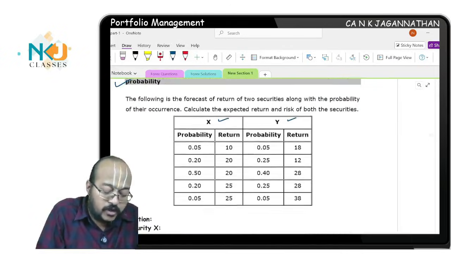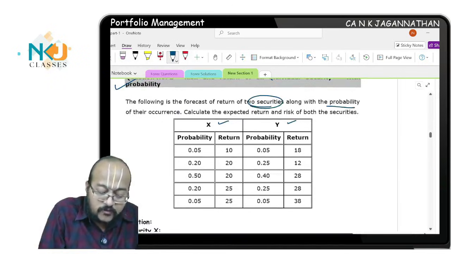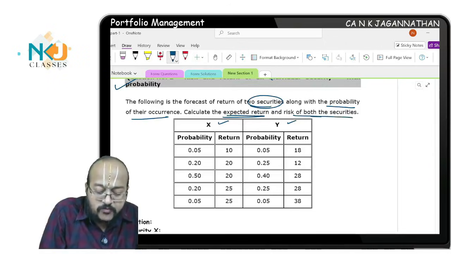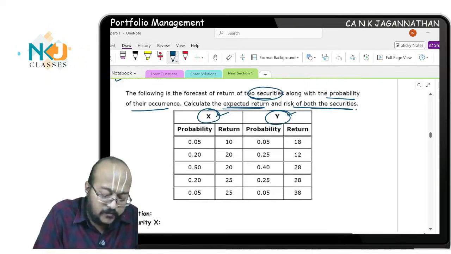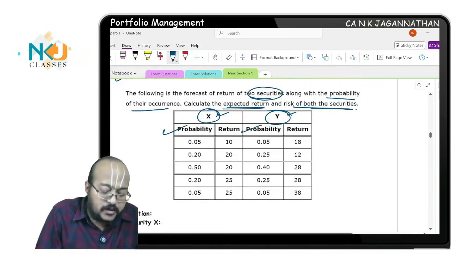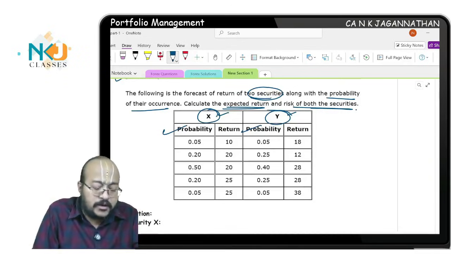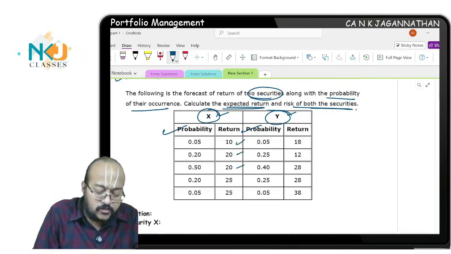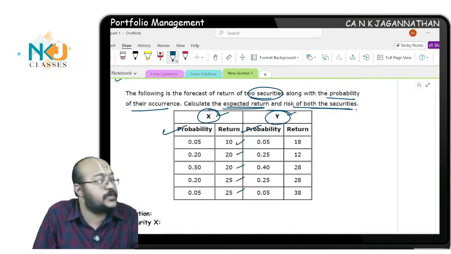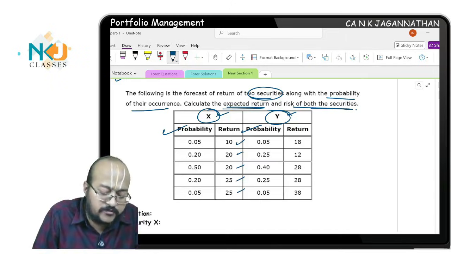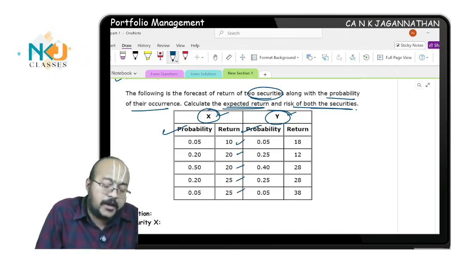The following is the forecast of return of two securities along with the probability for their occurrence. Calculate the expected return and risk of both these securities. Probability given, return given, which means next year, my expectation is 10% or 20% or 25%. How much can I expect? See, very simple. I am expecting 10%.